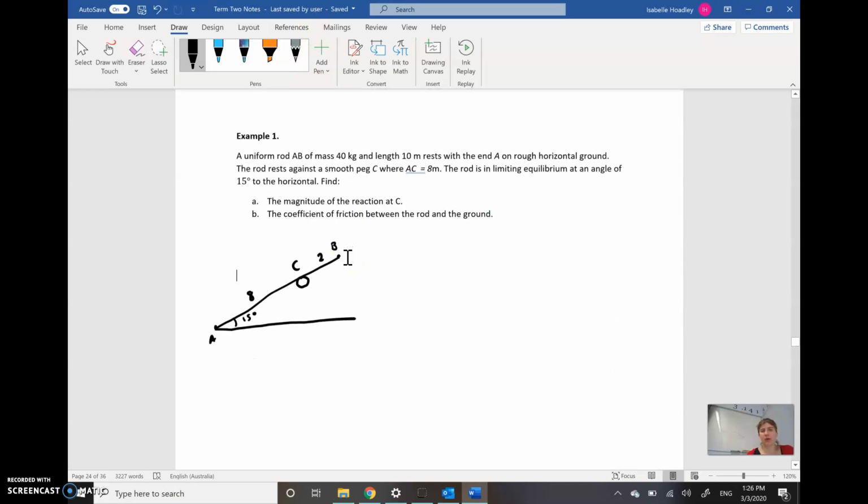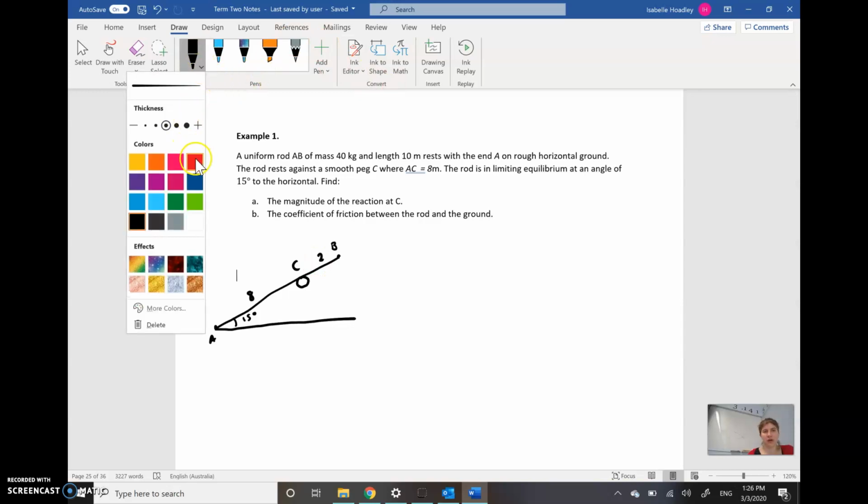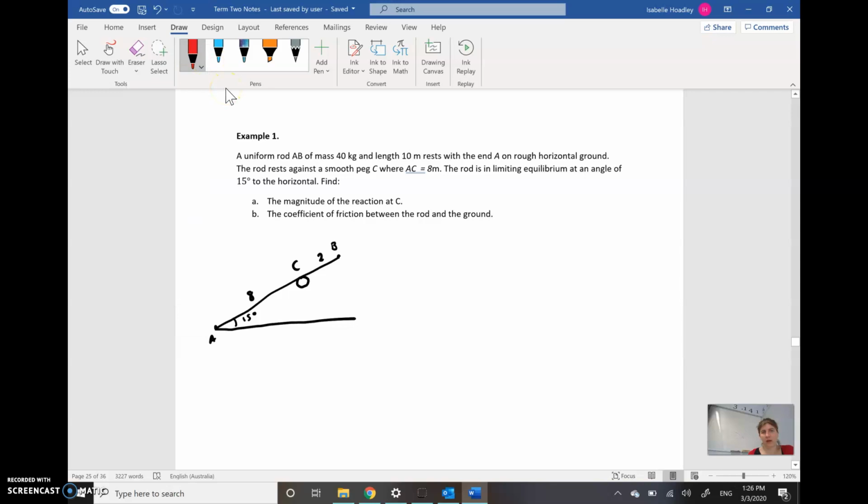So we have a uniform rod AB. It has a mass of 40 kilograms. So handy here, you should underline all the important stuff. So we know that the mass is 40 kilos, has a length of 10 meters, and it's resting with end A on a rough horizontal ground. That means that we have friction. The rod has a smooth peg at C, where AC equals 8 meters, and that means that CB is 2, which I've already put in there. The rod is in limiting equilibrium at an angle of 15 degrees to the horizontal. Again, that's already in there.